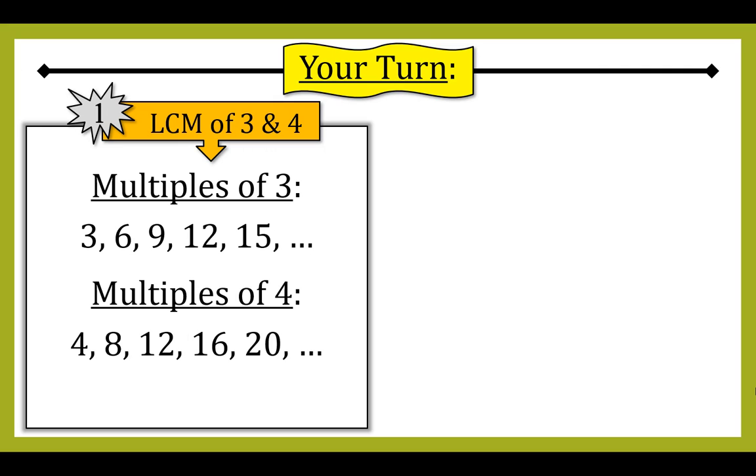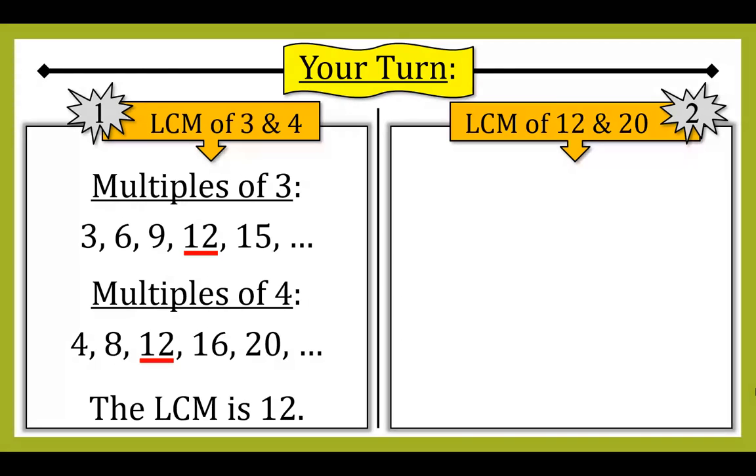But I can already see that I have a number in common, which is 12. Okay, so that is going to be my least common multiple. Now, if I continued the list, I know the next one would be 24. But again, 24 is not the least. So that's why 12 is going to be my answer. So the least common multiple is 12. All right, your turn number 2. You can go ahead and pause the video.